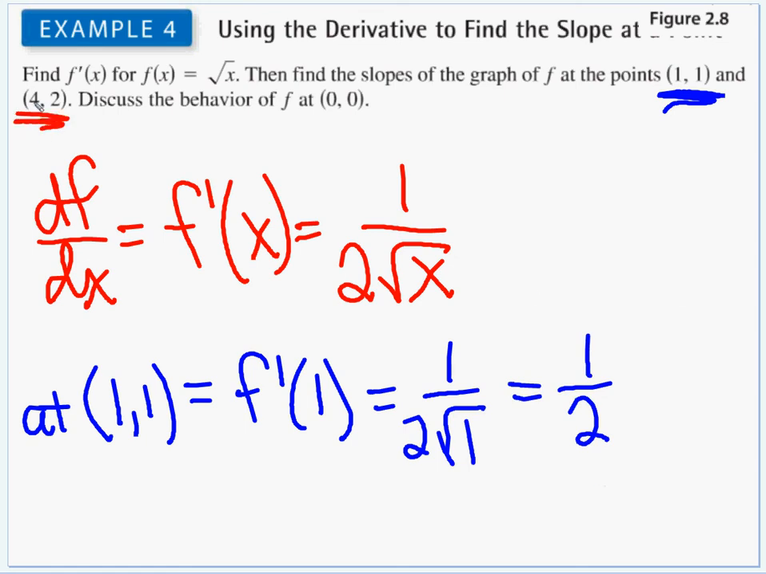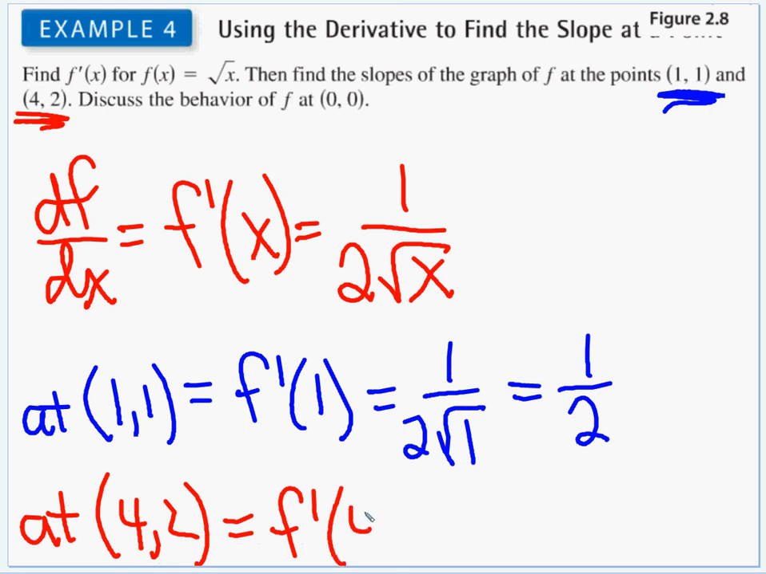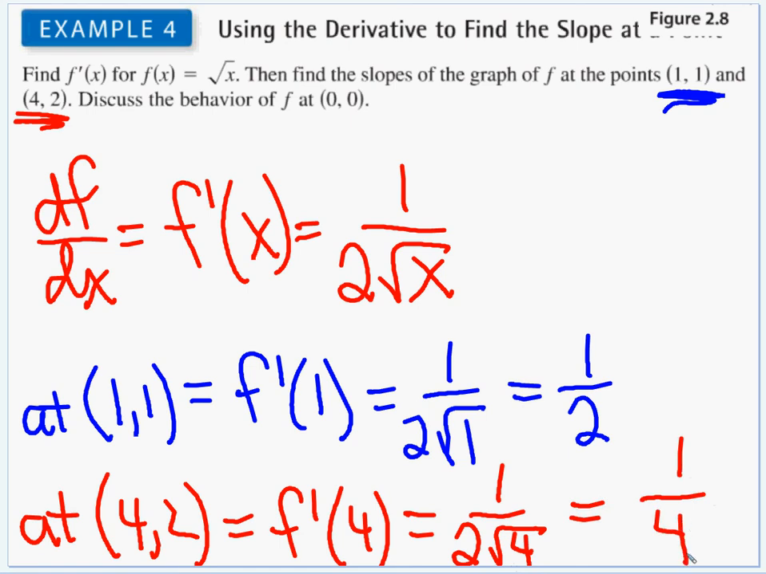What about the point 4, 2? At the point 4, 2, our derivative f prime of 4 would be 1 over 2 times the square root of 4. That root of 4 is a 2, so our denominator is 2 times 2, which is 4. Slope is 1/4. And then it says, discuss the behavior at 0, 0.